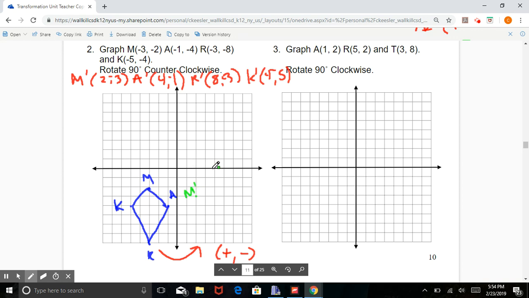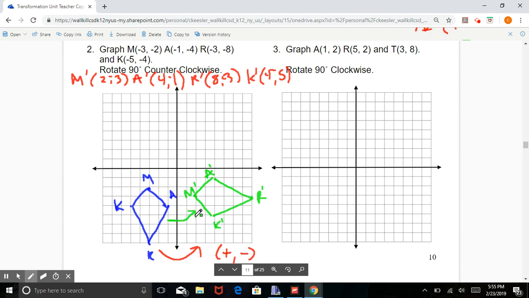A prime is going to be at positive 4, negative 1. R prime is going to be at positive 8, negative 3. And K prime is going to be at positive 4, negative 5. Resulting in another rhombus, but now turned on its side. And you can see how all the points from the blue shape were rotated 180 degrees to get that green shape.